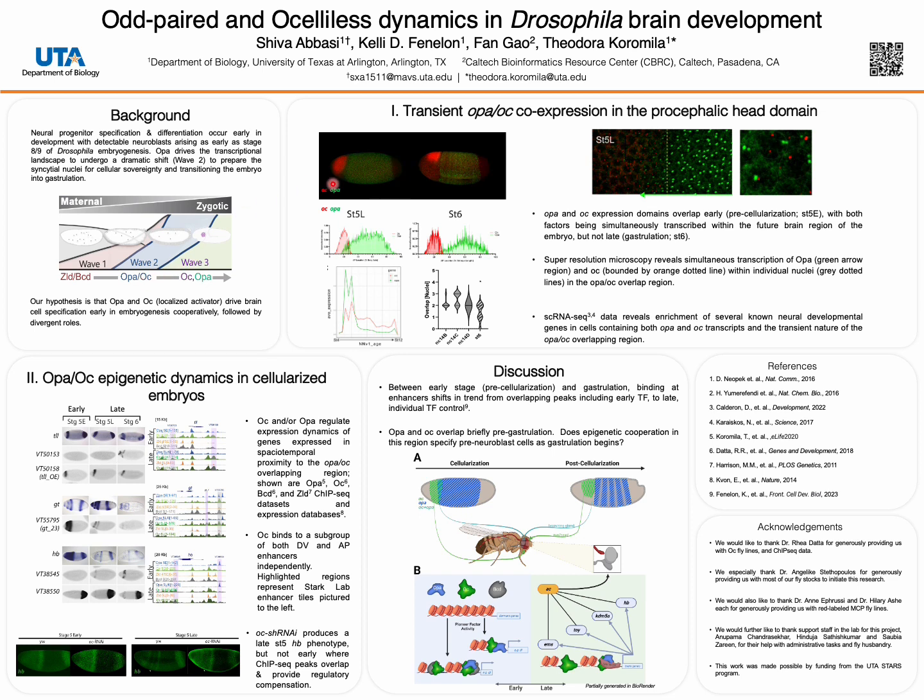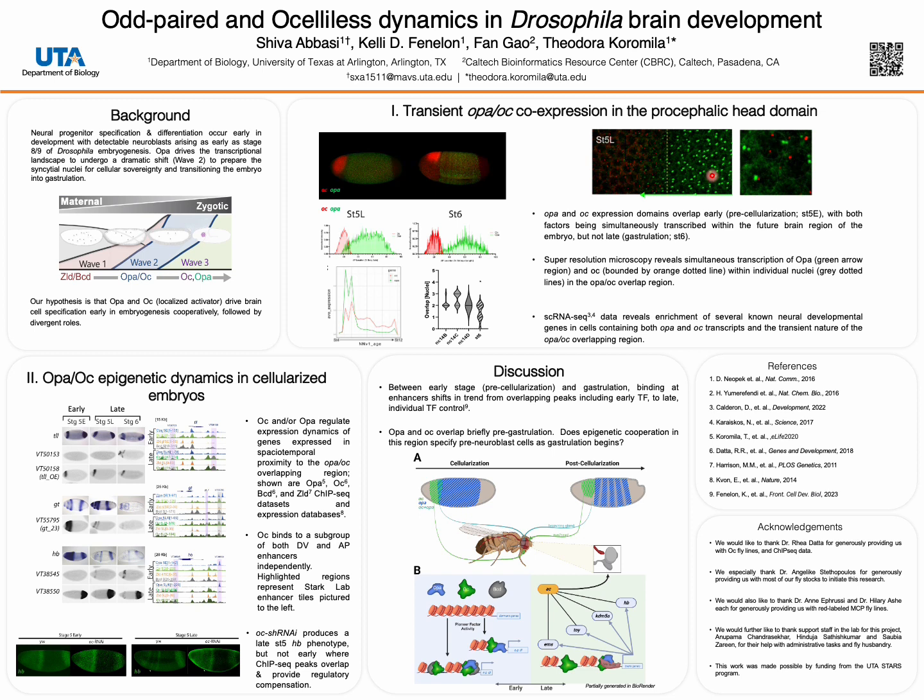Here we can see our in situ data showing that OPA and OC are overlapping in the future head domain before gastrulation, and we can see that the overlap is about 12% before gastrulation, and this number drops down to 3% after gastrulation.